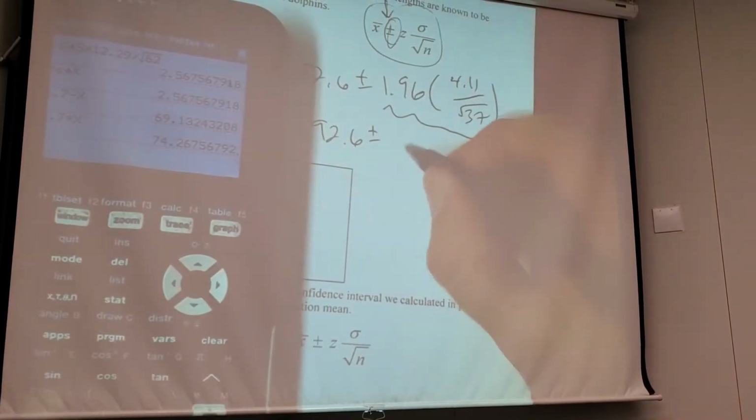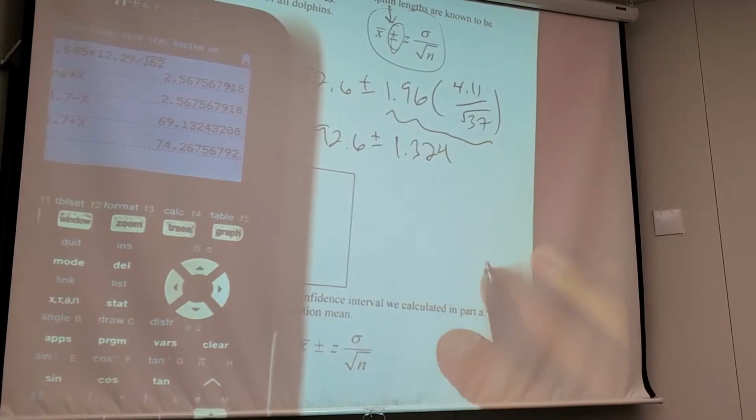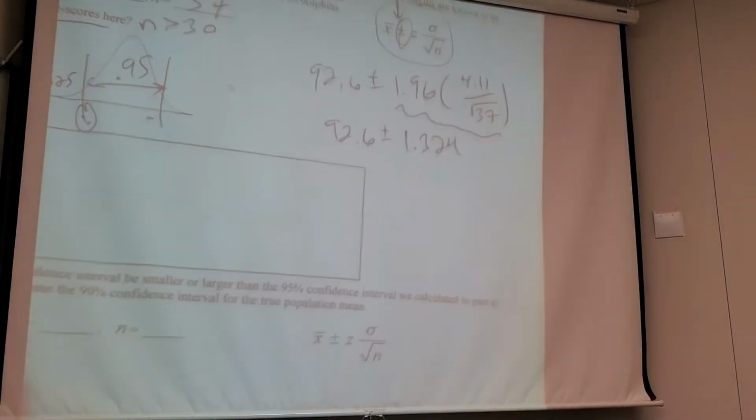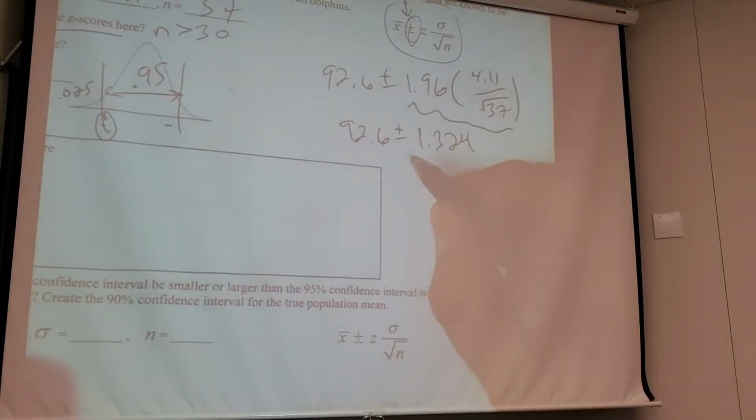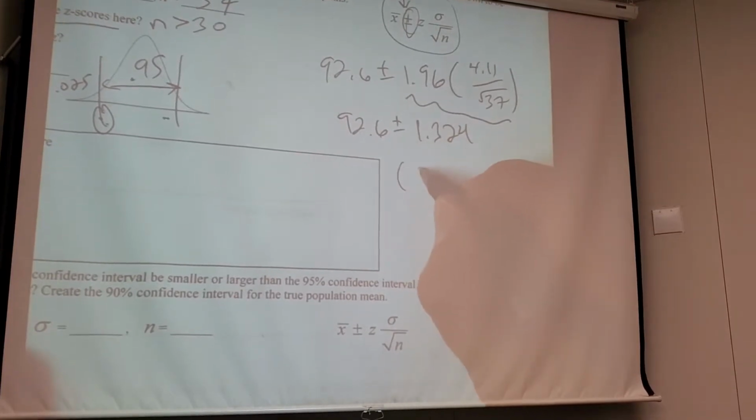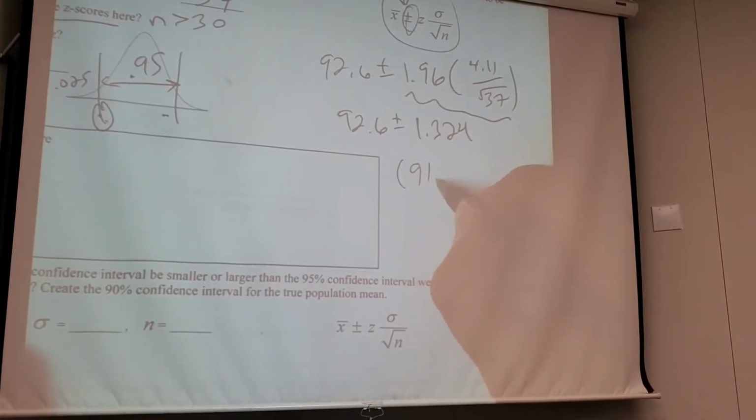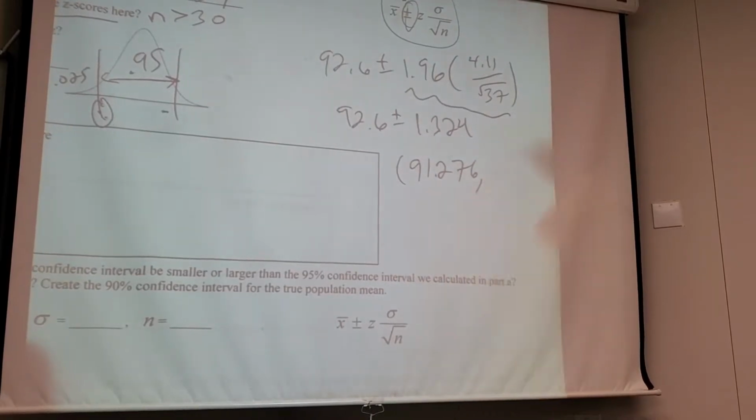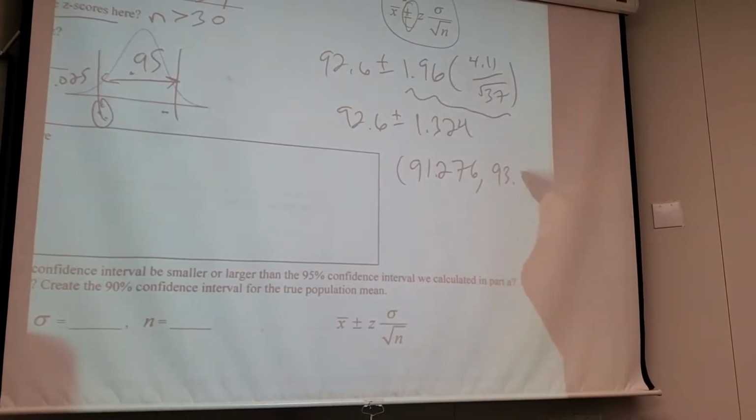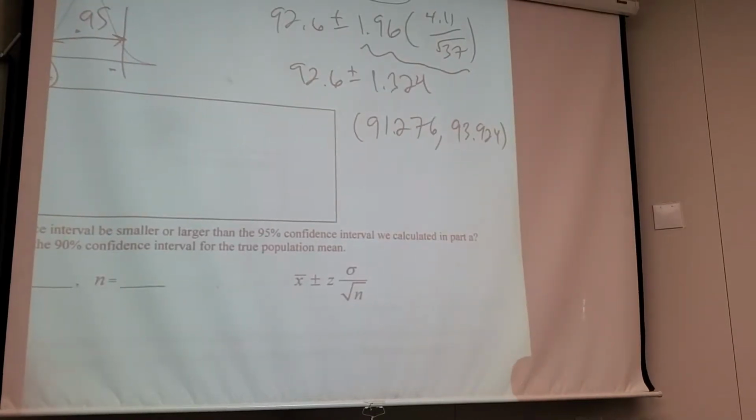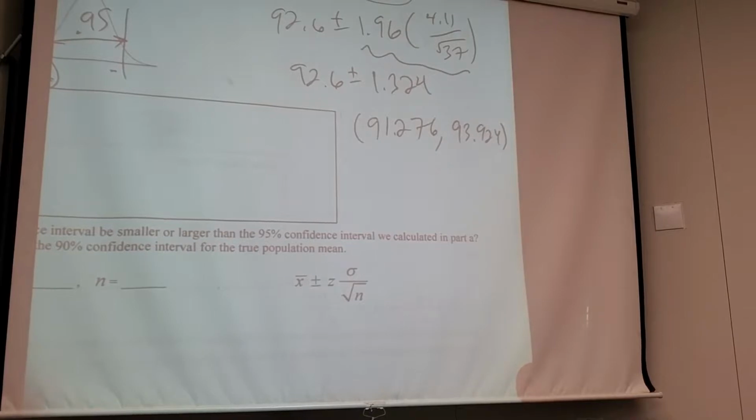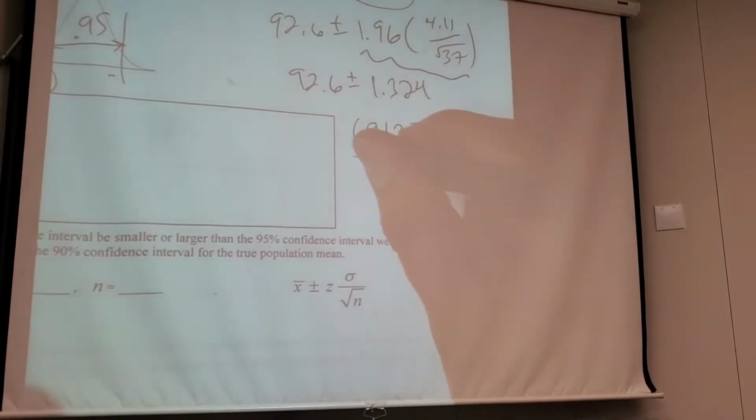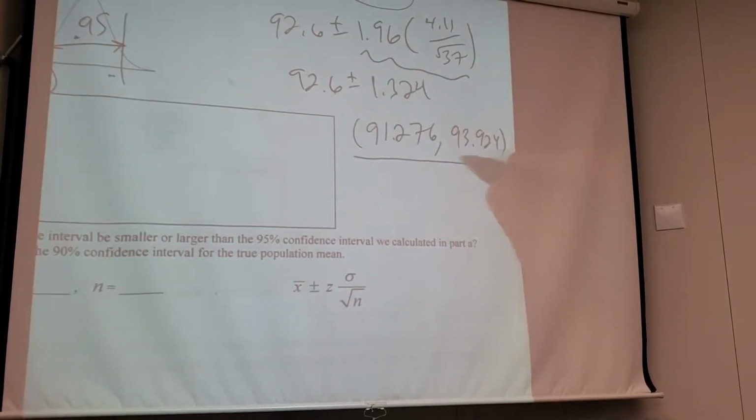1.324. Okay. And then if you add and subtract that, you get 91.276 up to 93.924. How's that? Let me stop there for a second. So you can write this, but don't stop here.